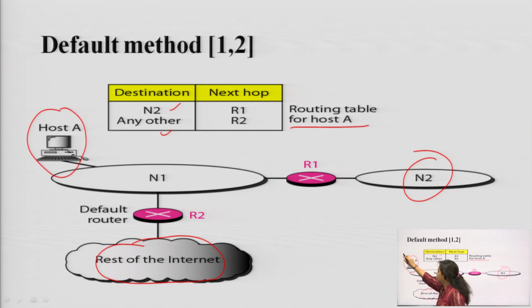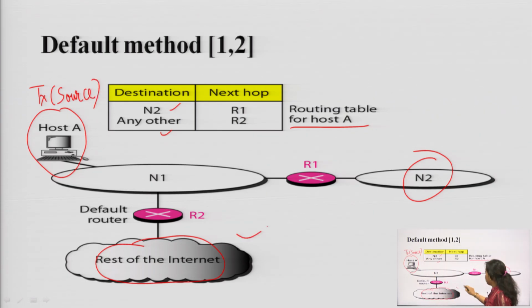So, this is the transmitter, or the source, and these two are the destinations. This one is the destination, this one is the destination. So, the data will be transferred either to this side or to this side. So, destination will be N2, the next hop will be R1. If I want to reach any other destination, then the next hop will be R2.